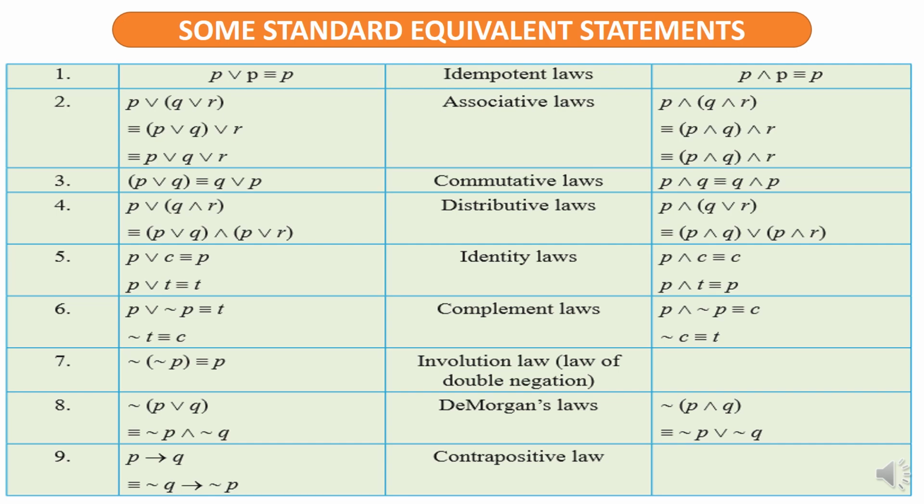The next one, involution law, that is the law of double negation. Negative of not P is P. This we already know because we have dealt with it in the last lecture.